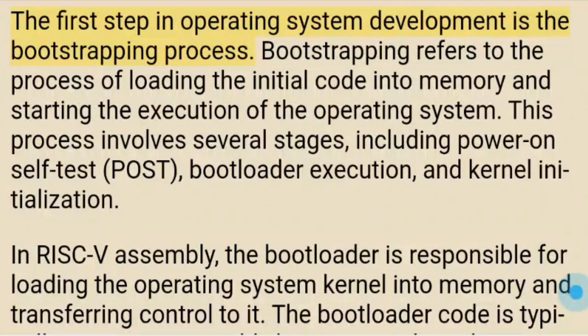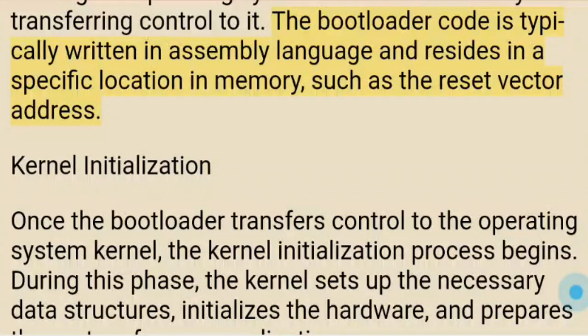The first step in operating system development is the bootstrapping process. Bootstrapping refers to the process of loading the initial code into memory and starting the execution of the operating system. This process involves several stages, including power-on self-test, post-bootloader execution, and kernel initialization. In RISC-V assembly, the bootloader is responsible for loading the operating system kernel into memory and transferring control to it. The bootloader code is typically written in assembly language and resides in a specific location in memory, such as the reset vector address. Kernel initialization.